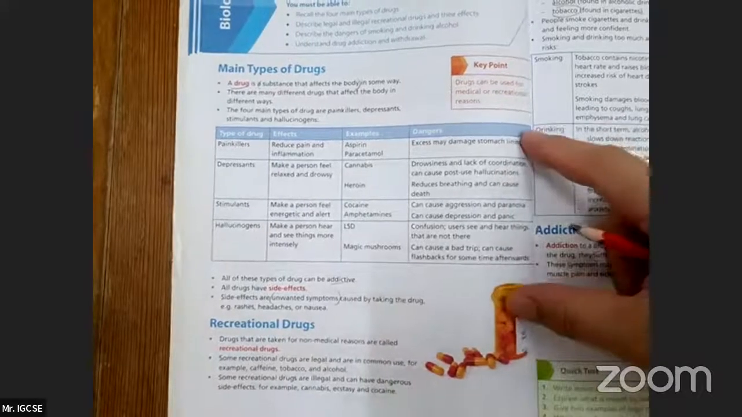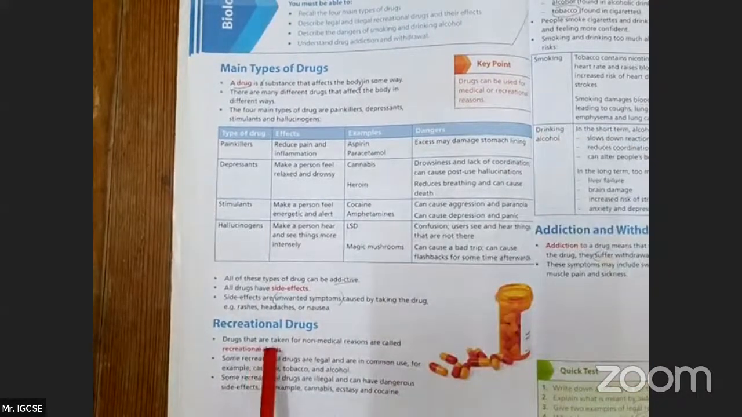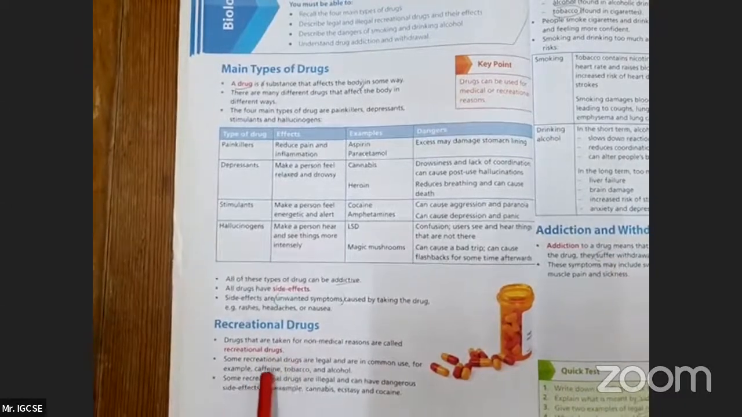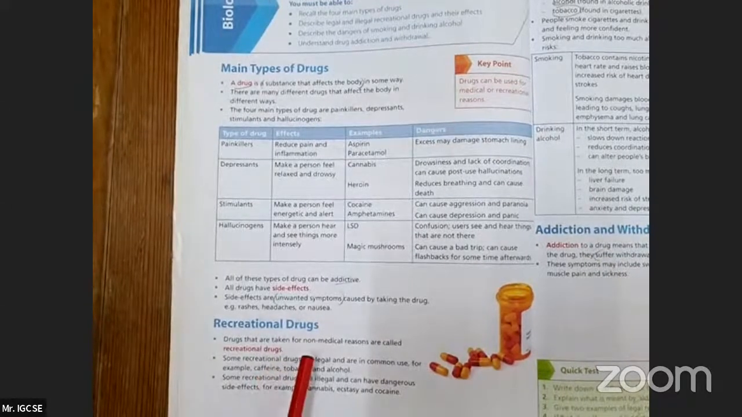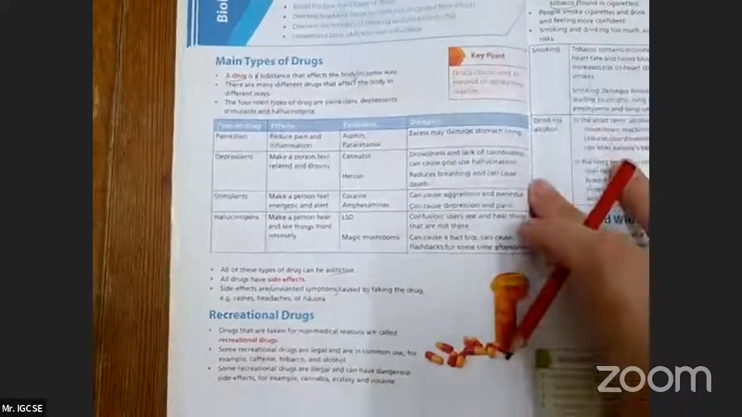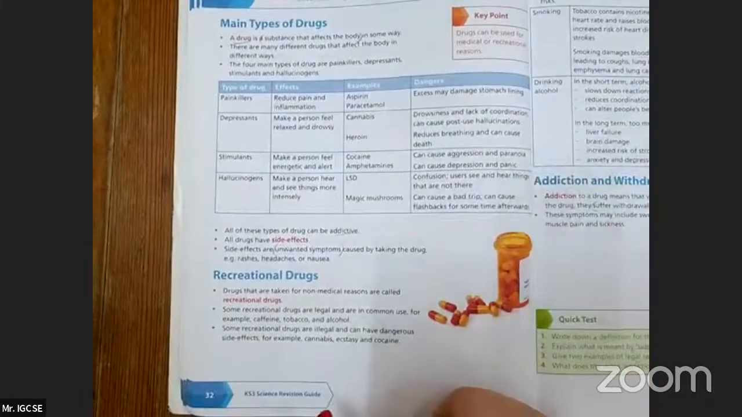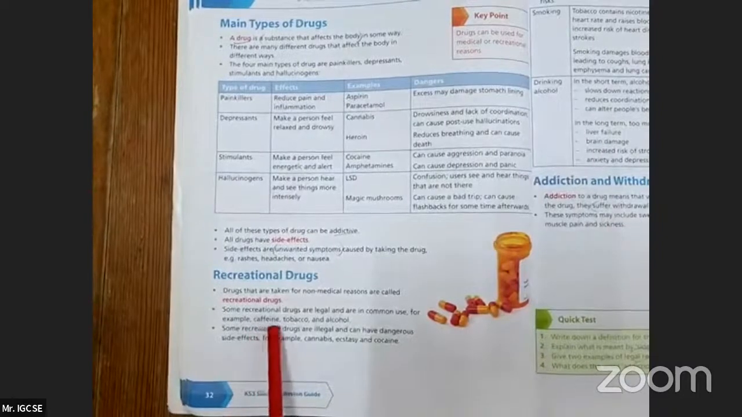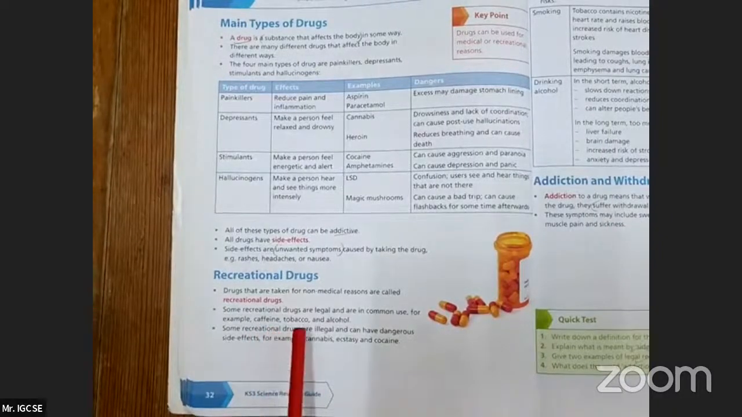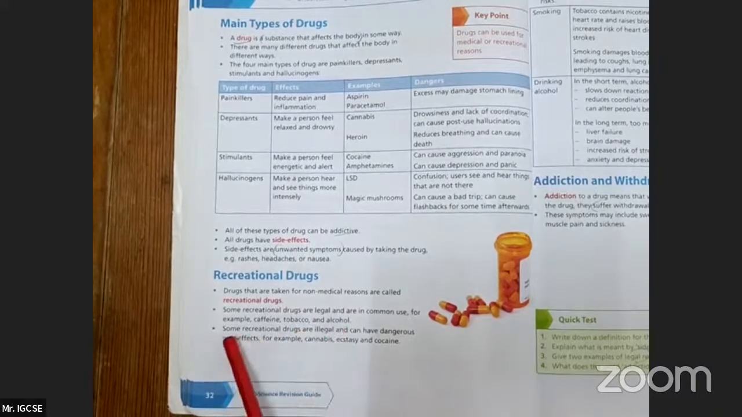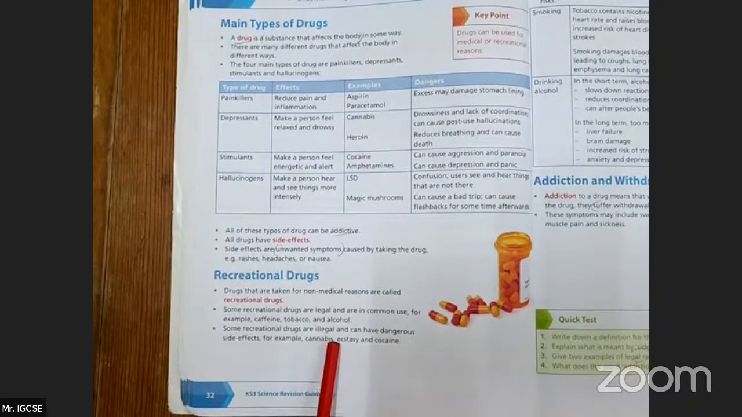Besides these types of drugs, we have another type called recreational drugs. These are used for non-medical reasons. Previously it was a medical one, so this is non-medical. For example, caffeine in coffee, tobacco in cigarettes, and alcohol in wine and beer. Some recreational drugs are illegal, such as cannabis, ecstasy, and cocaine.